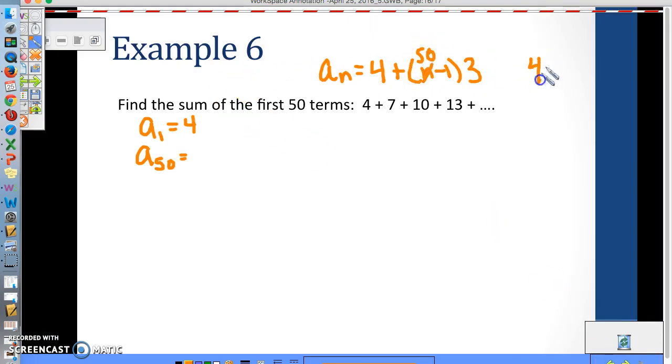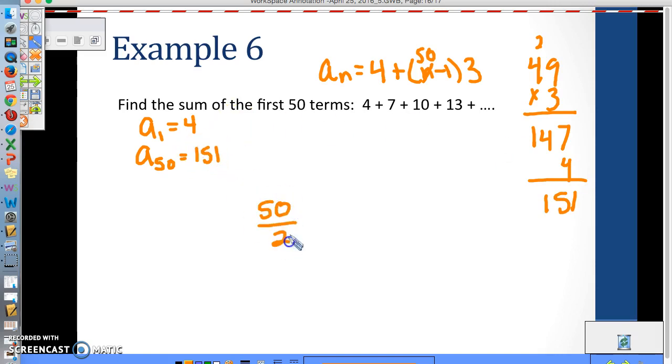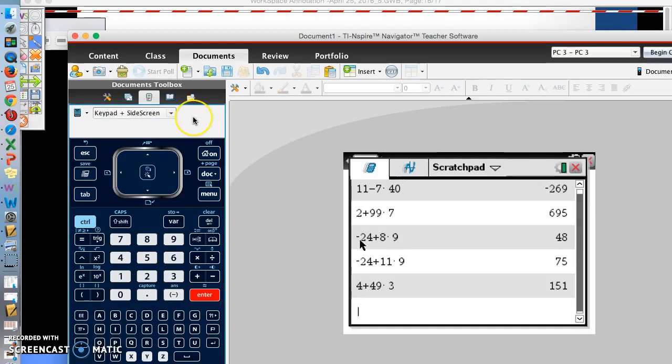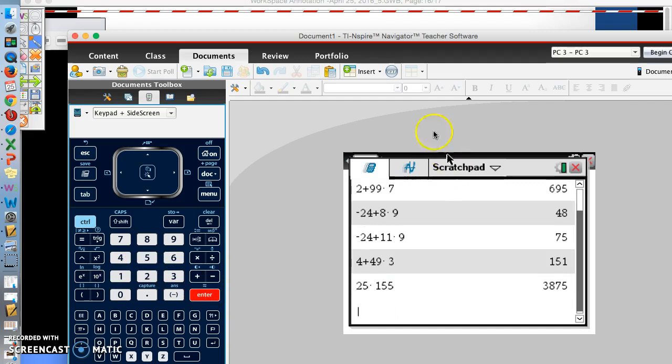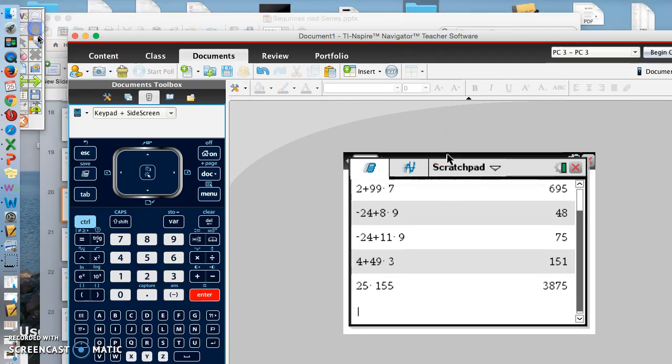Okay, and let's double check. So 49 times 3, 27, carry the 2, 12. Yep, so 151 is our 50th. So we do 50 over 2 times 4 plus 151. So we have 25 times 155. So 25 times 155. And we end up with 3,875.